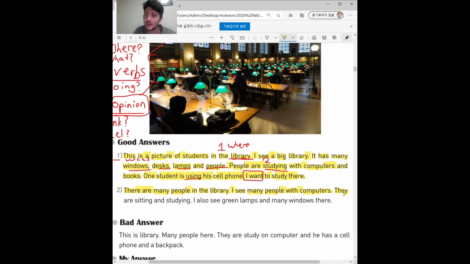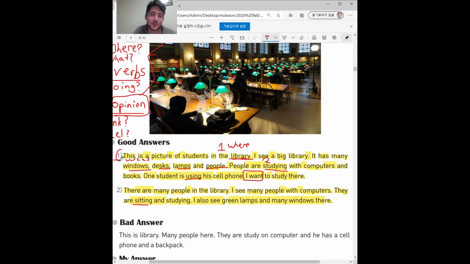That's step 1. Step 2, 동사 필요해요. They are sitting and studying. 맞아요. Yes, sitting. I forgot about that one. They're sitting down. I also see green lamps and many windows there. Yeah, this is a pretty good answer.